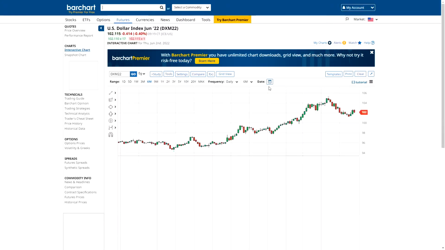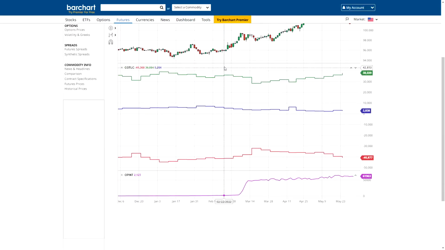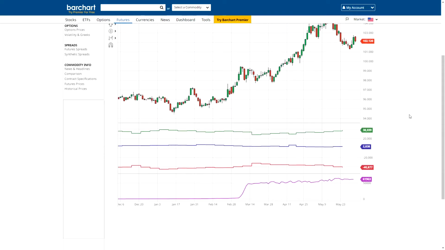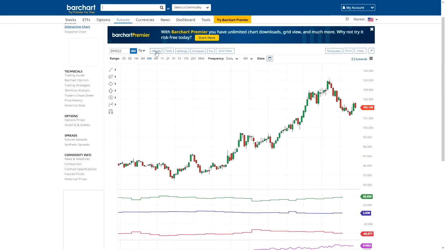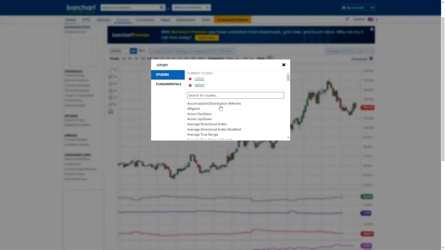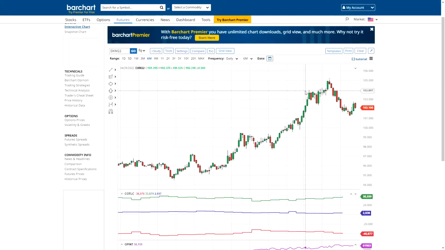And now what we need to analyze is the following things. I have it already brought up, but for some of you guys, if you don't know, you can click on study, and in here you can type in COT, or commitment of traders. The first one is going to be this one, COTLC, and the second one is OPINT, which is open interest. You can just click on this one, it'll add up as OPINT. As well as that, you can type in %R, but we're not going to touch that for now.